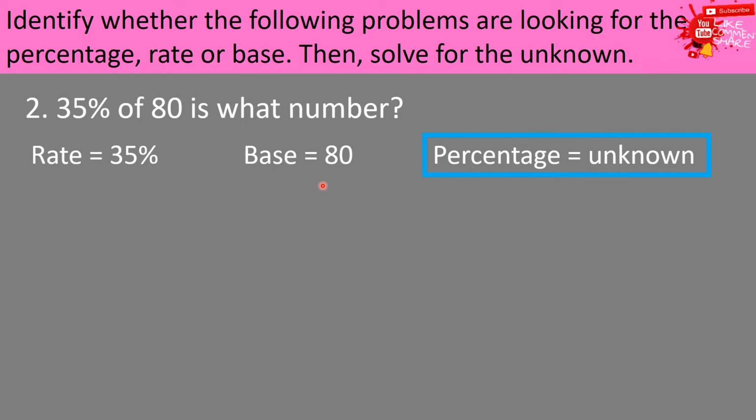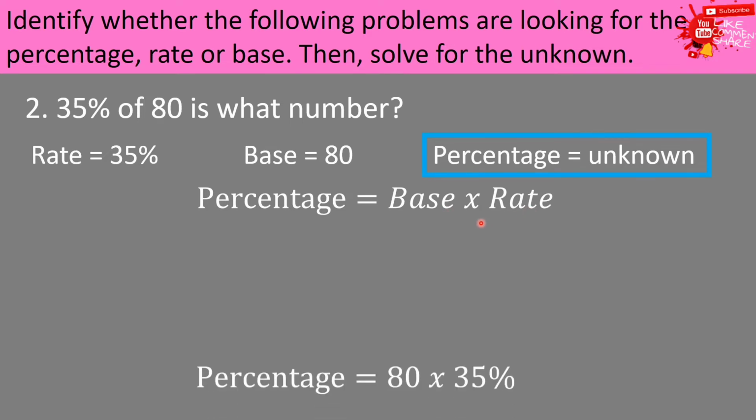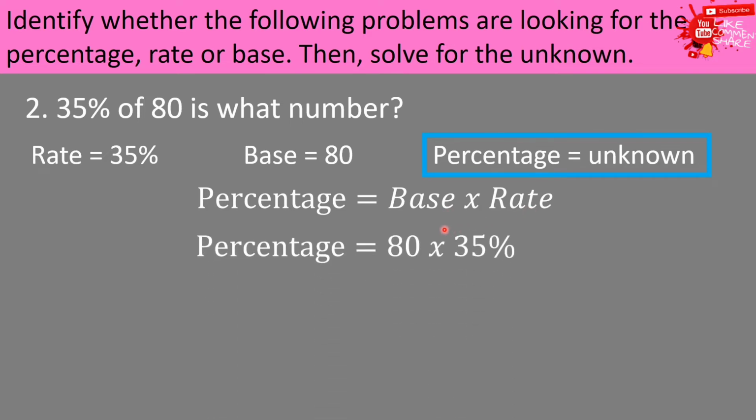Since we are looking for percentage, siya yung isosolve natin. So, kailangan natin yung formula for the percentage. And again, percentage is equal to base times rate. Tapos i-substitute lang natin yung mga nakuha nating given. So we will have here 80, yung base natin, times the rate, which is 35%. So percentage is equal to 80. Take note, yung 35% natin, kailangan nating mag-move ng 2 decimal places. Kaya magiging 0.35.